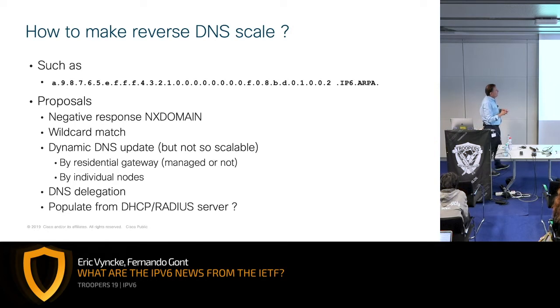For a service provider with residential users, he proposed, for instance, to reply "no such domain". So don't leave the resolver pending in the air waiting for a timeout. Reply immediately with a negative reply, no such domain. Or a wildcard match, residential user .deutschetelecom.de. Why not? Dynamic DNS update, you can do it. You can do it either by the residential gateway, the home router, on behalf of all the hosts, or you can ask the host to do this as well. Or you can delegate the DNS zone to the residential gateway. A couple of proposals here, but no real solution.